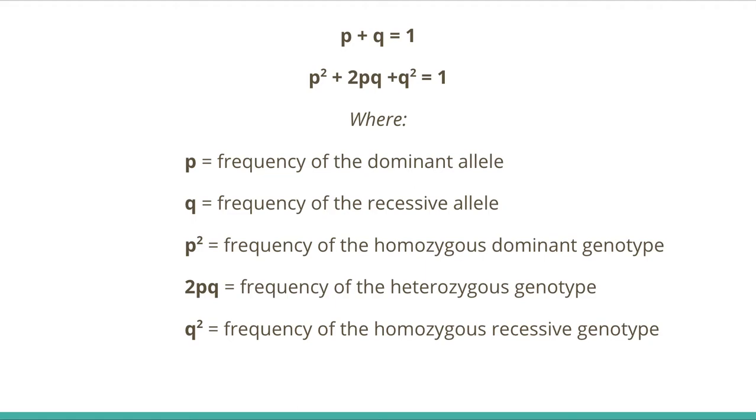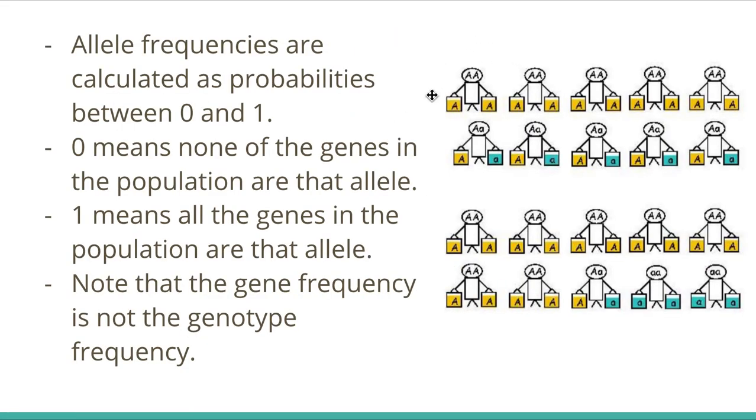So the two formulas look like this. They are p plus q equals 1, and p squared plus 2pq plus q squared equals 1. Now, mathematically, it is actually possible for the first formula to be true and the second formula not to be true. If we go back to the last video, it is not true in this population up here.